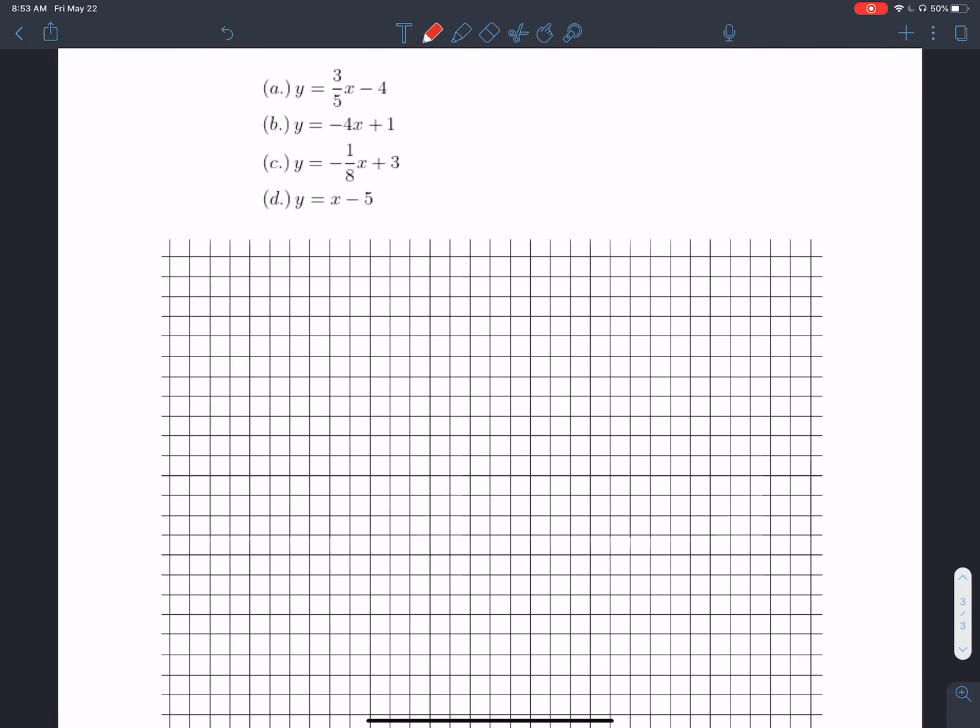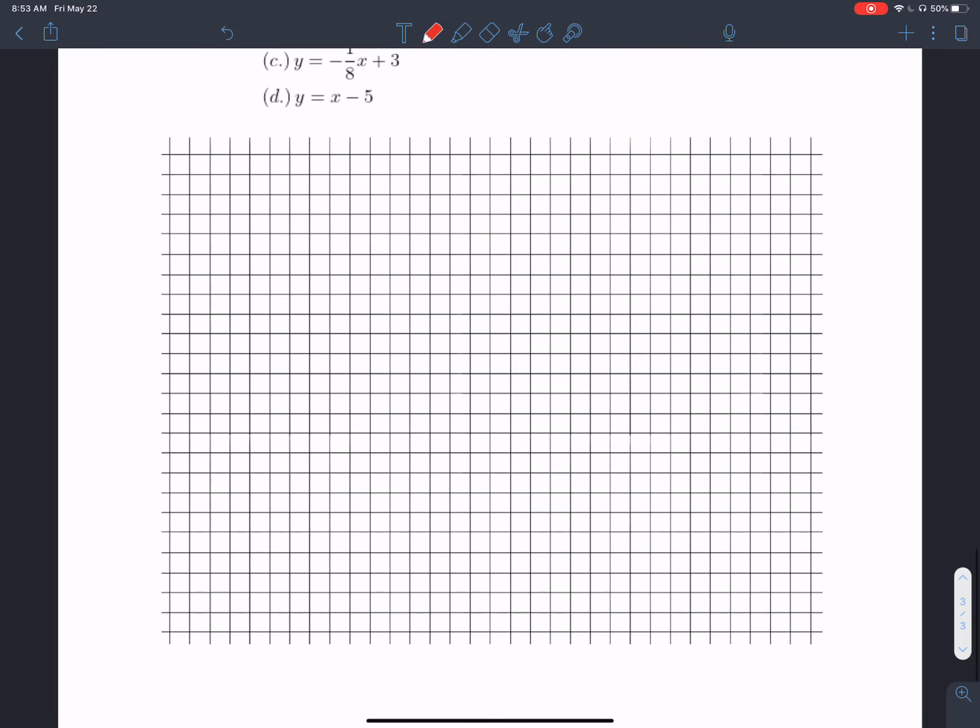So what I'm going to do, I'm going to draw a grid as best as I can here. Oops. And with this grid, you should have more than enough room, no matter where you draw the line. But if not, that's okay. We can see what we can do. So we got y here, we got x here.